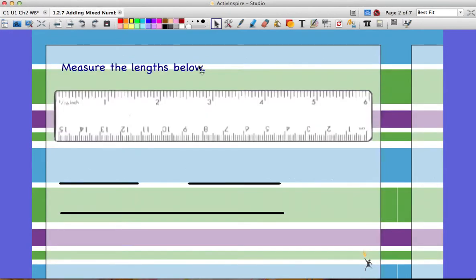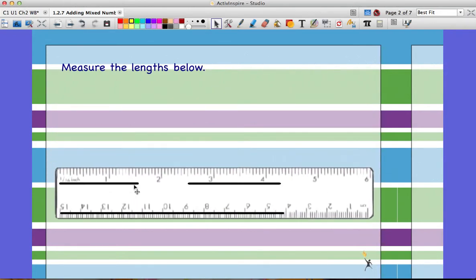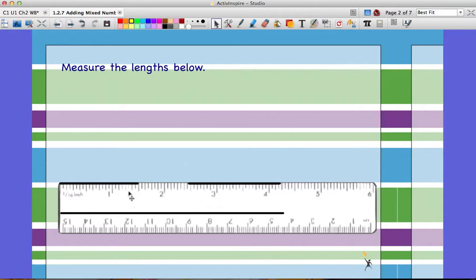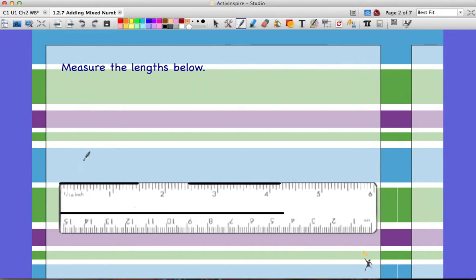Right, so for example, if we were to measure these lines, and remember when we measure, we have to line the ruler up with the line on its 0 spot. So in this case, we have 1 1/2 inches. So that's halfway.